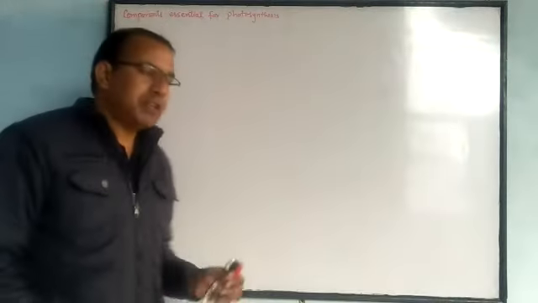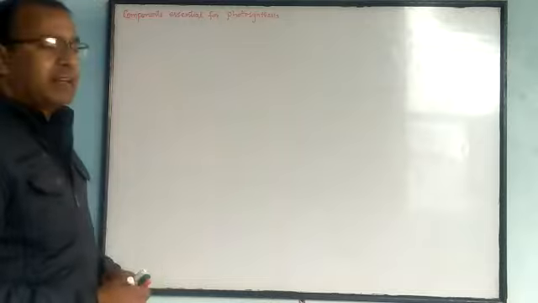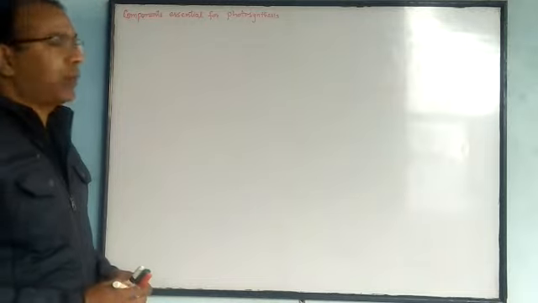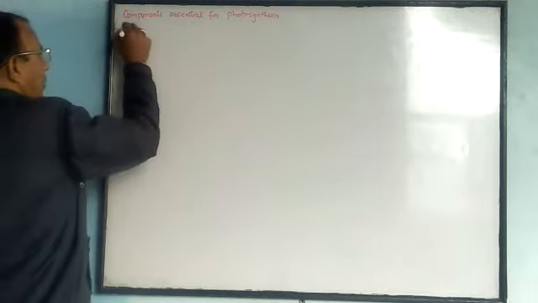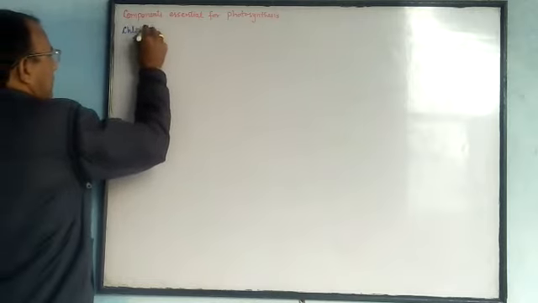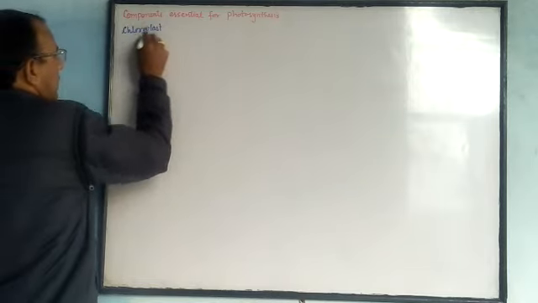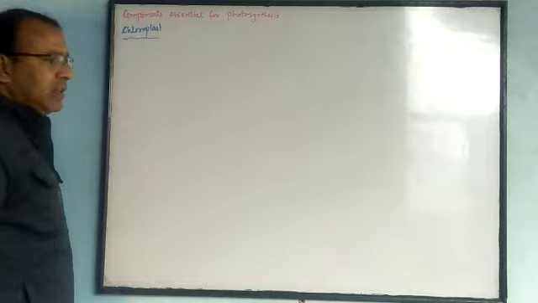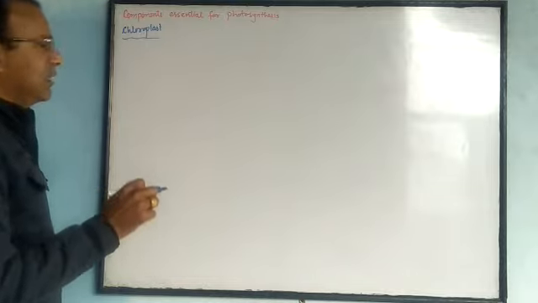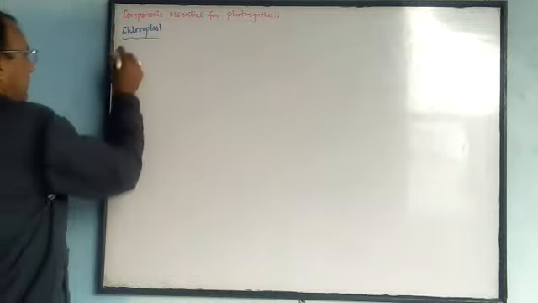Hello students, in this part we will discuss the next component which helps in the photosynthesis process, that is chloroplast. As we know, in plants the photosynthesis process occurs in leaves.